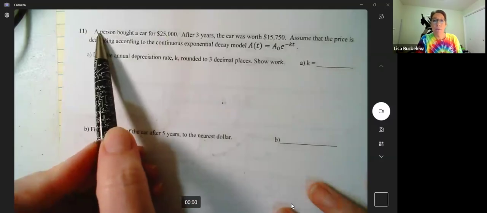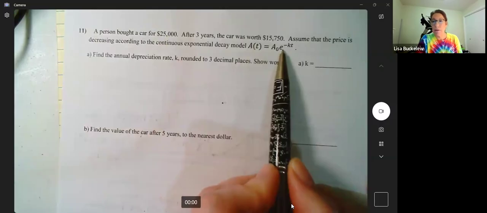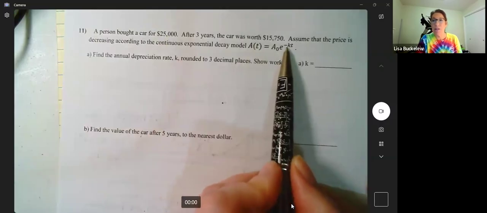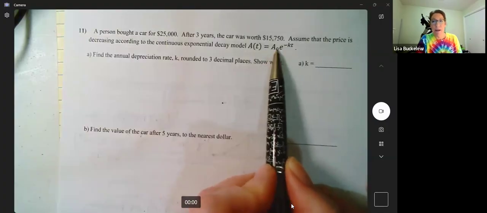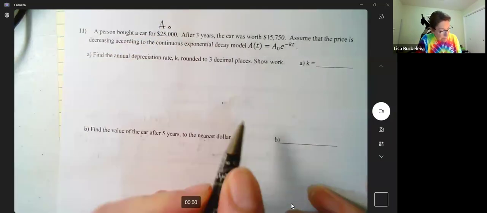All right, so we're going to use this model for continuous exponential change, but it's going to be decreasing because my exponent's negative. So we'll have A naught is still the initial amount. That's the price of the car when it was new. So go through and label that.